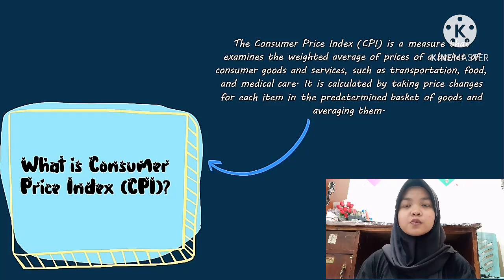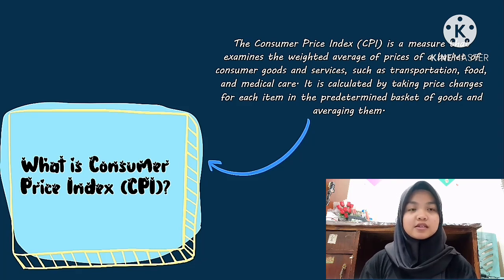What is the consumer price index? The consumer price index is a measure that examines the weighted average of price of a basket of consumer goods and services, such as transportation, food, and medical care. It is calculated by taking price change for each item in the predetermined basket of goods and averaging them.